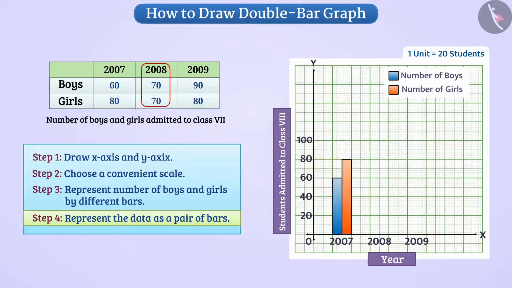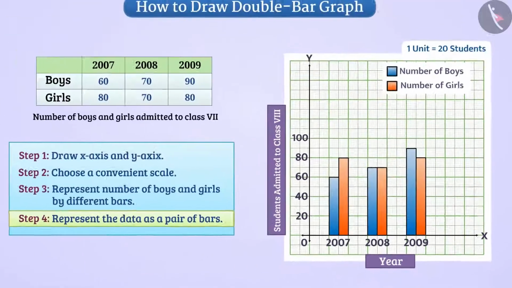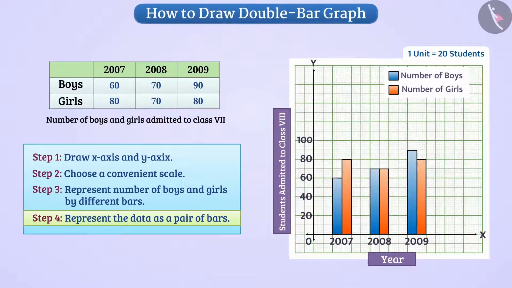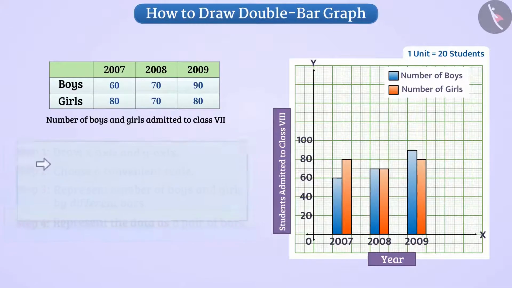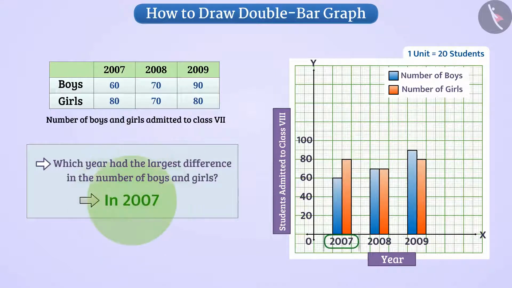Similarly, we will represent the data of all the years in the form of double bar graph. Remember that we will keep the width of the bar equal and the distance between the pairs of bars will also be same. In this way, we will get a double bar graph. Now, if you want to find out which year had the largest difference in the number of boys and girls, then by looking at the lengths of the bar, we can easily tell that difference in number of boys and girls was largest in 2007.